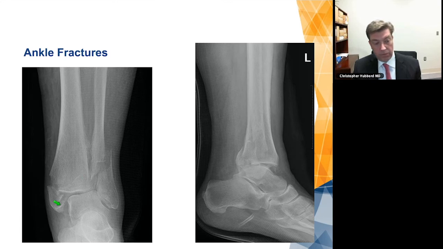And then this is what we call a trimalleolar fracture. That's a medial malleolus, lateral malleolus, and then this in the back, posterior malleolus. So that's obviously a grossly unstable fracture that needs to be fixed.